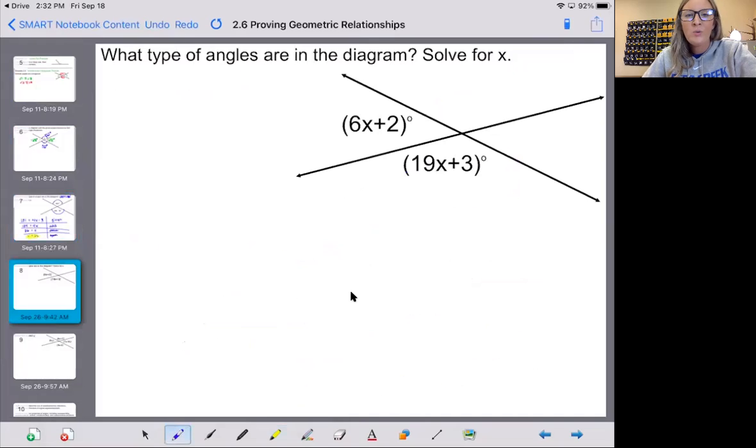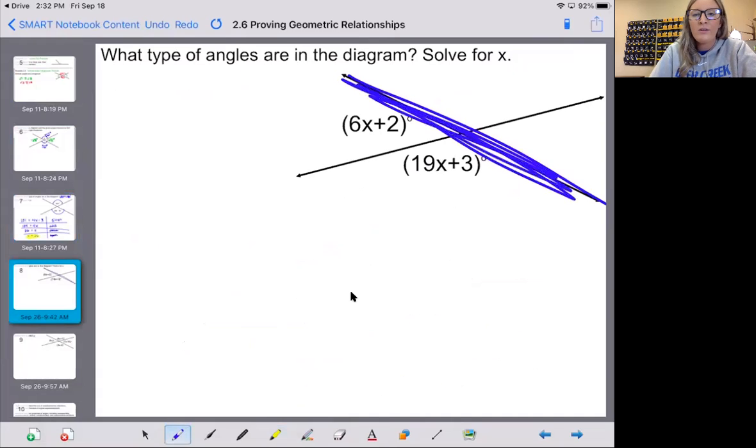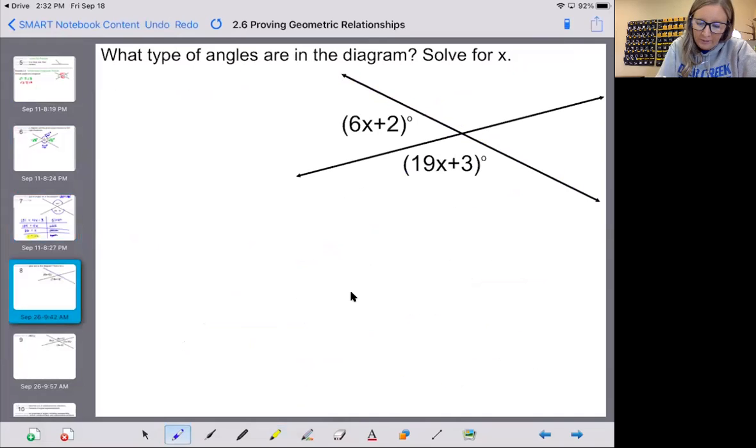Next one, same question, what kind of angles are in the diagram? These, of course, are on a straight line here, and so that would be considered a linear pair. We know that all linear pairs are supplementary, and so 6x plus 2 is added to 19x plus 3, and they have to total 180 degrees.